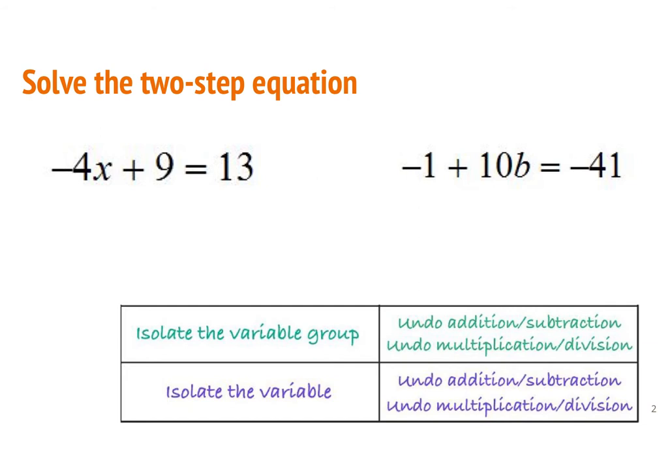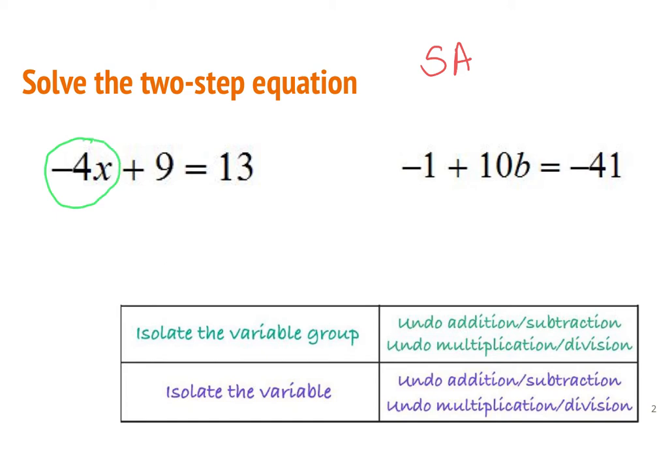So now using SAD-MEG, we basically just want to follow the guidelines that we're going to isolate the variable group, which means that we are usually going to add or subtract first, which is basically the last thing we would have done in order of operations, but now it's the first thing, hence the S and the A coming in. So what is the variable group? Well, X is the variable, so 4X is the variable group.